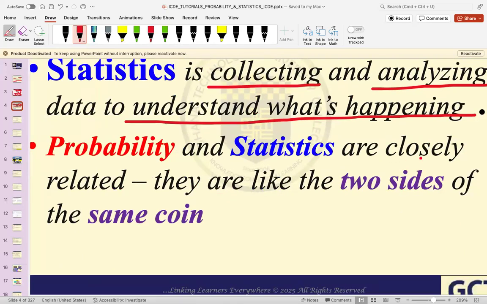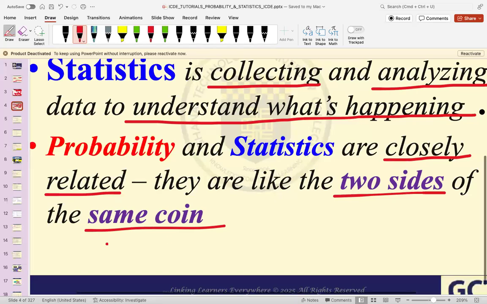They are, emphasis, closely related. How are they closely related? I've gone further to say they are like the two sides of the same coin. Adjective, same, not different coins. I'm qualifying the coin with same. They are like the two sides of the same, and I'm excited about this word, same. Two sides of the same coin.